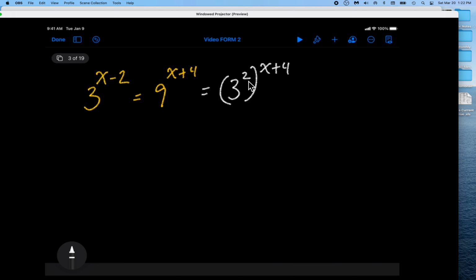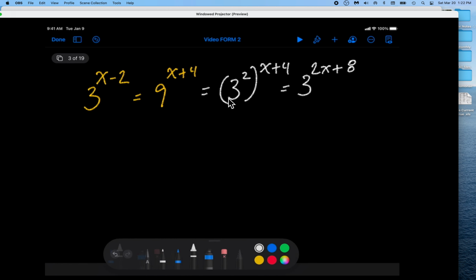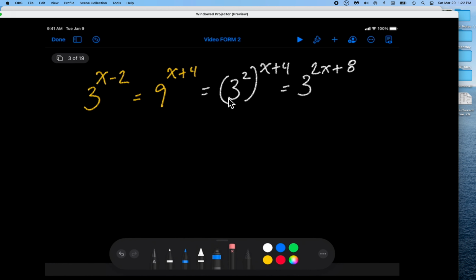Now, let's use the power rule. The power rule states that we could multiply the exponents in this situation. You have a power raised to a power, we multiply. When we do that, this becomes 3 to the 2x plus 8. So now, folks, we have 3 to the x minus 2 equals 3 to the 2x plus 8.